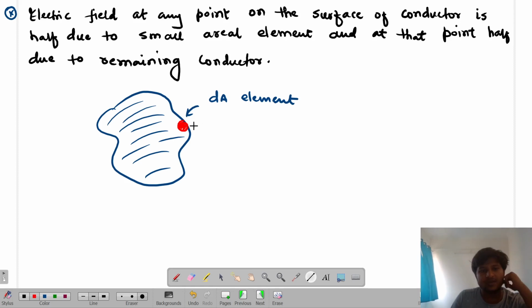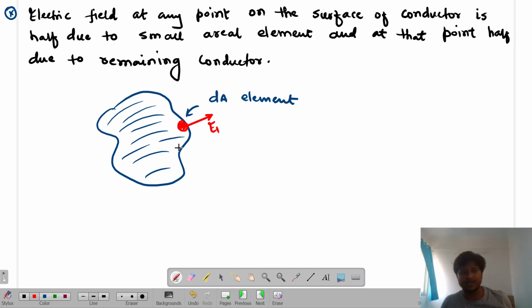Okay, so due to this dA element only the electric field is present, and let's suppose I'll call this electric field 1. And then we consider that the next electric field is present due to the whole surface area. Are you able to get me? So at any point, if I'm considering to find the electric field, there are two electric fields. One is due to this small elementary element and another due to the whole surface, which we add together to get the net electric field. Are you able to get me?